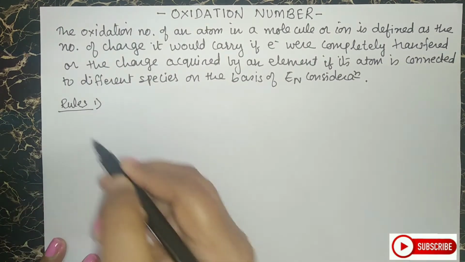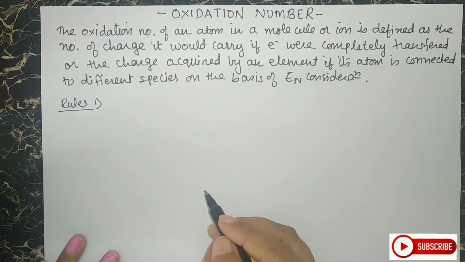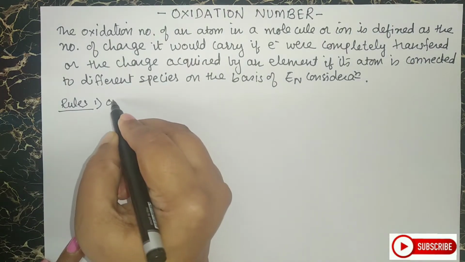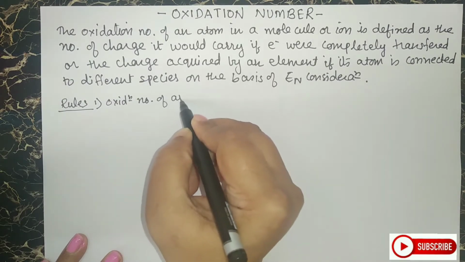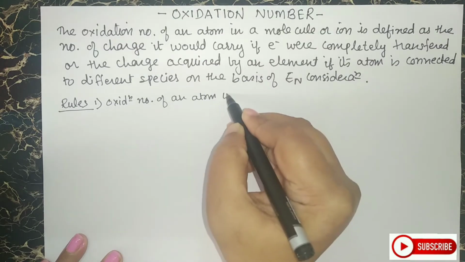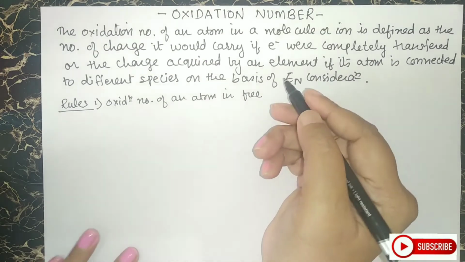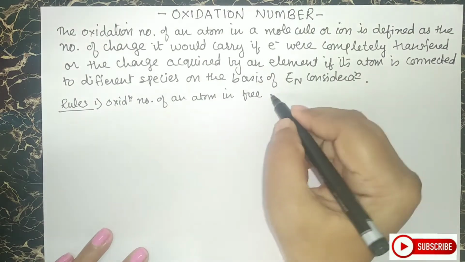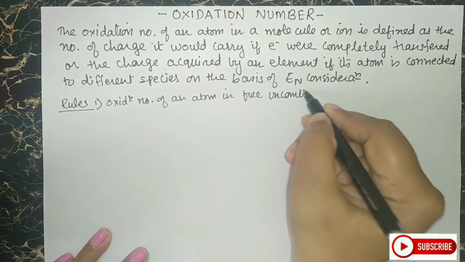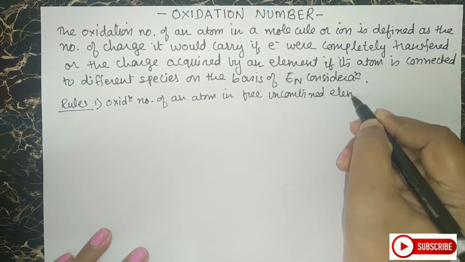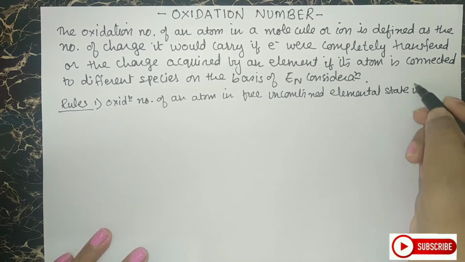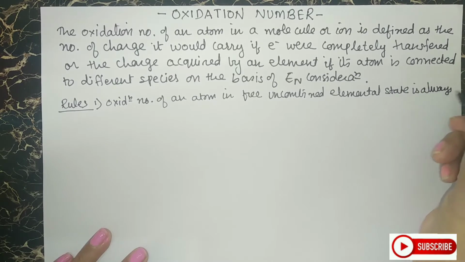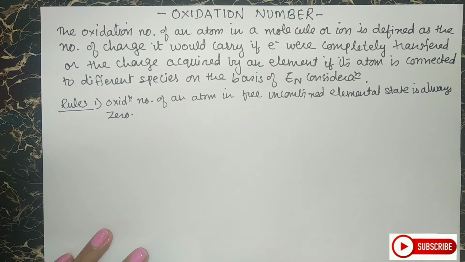So the first rule for assigning oxidation number is that the oxidation number of an atom in free, uncombined elemental state is always 0. Now, what is the meaning of this?